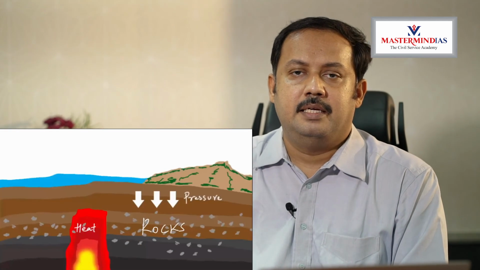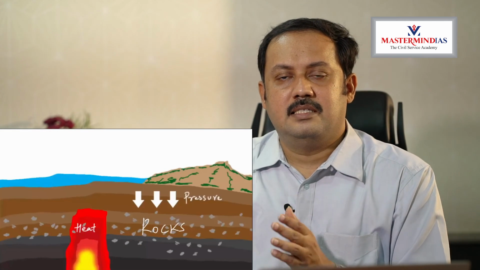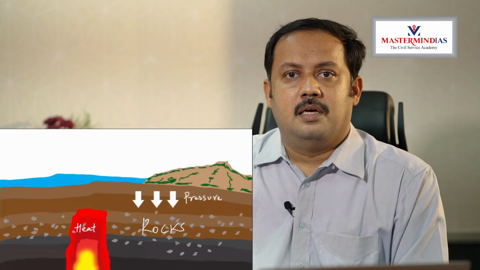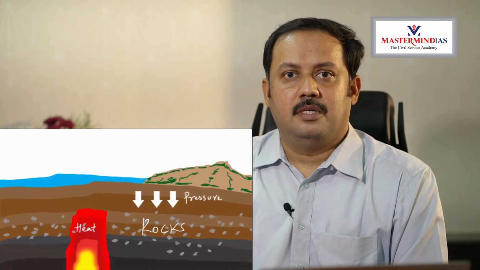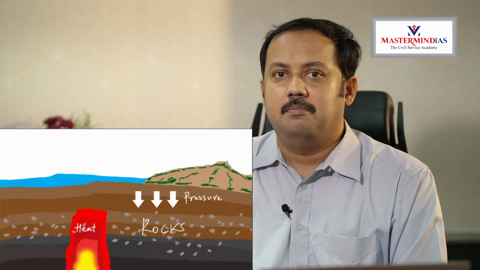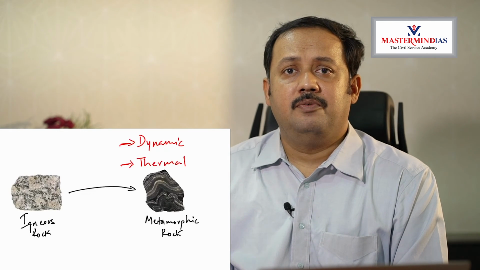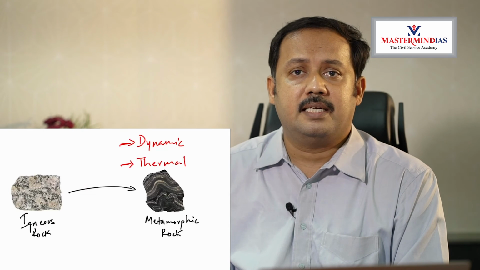If a huge amount of pressure is being applied, we refer to it as dynamic metamorphism. Instead of pressure, if it is high amounts of temperature that result in the metamorphosis, it is referred to as thermal metamorphism. Now, thermal metamorphism could be divided into two types. One is the contact type and the other one is the regional type.